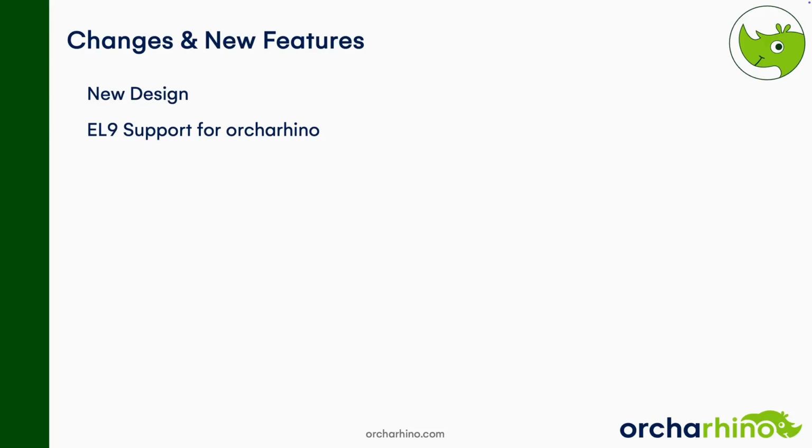But now let's also have a look on the technical aspects. Orcharhino 7.0 comes with full support for Enterprise Linux 9. This means a new Orcharhino installation on 7.0 will be possible on Red Hat 9, Oracle 9, Alma Linux 9, and Rocky Linux 9. Existing Orcharhino installations, which are upgraded from 6.11 to 7.0, will remain on EL8 for now.